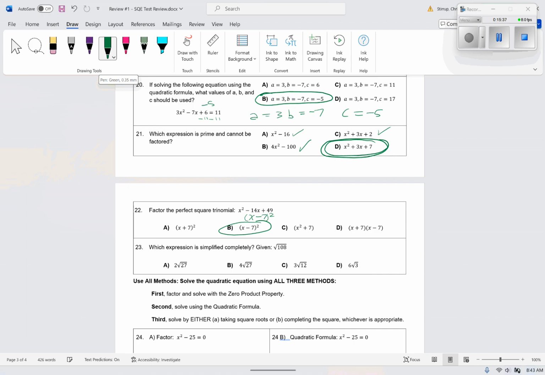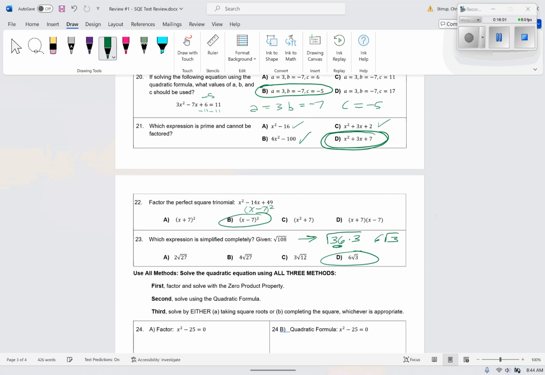And then if we want to simplify the square root of 108 all the way, we're going to go 108 divided by our perfect square. So I don't know, let's go maybe divided by 64. That doesn't work. 108 divided by 49. That doesn't work. 108 divided by 36 comes out to 3. So this actually comes out to 36 times 3. Square root of 36 is 6, so I get 6 root 3, which is answer D.